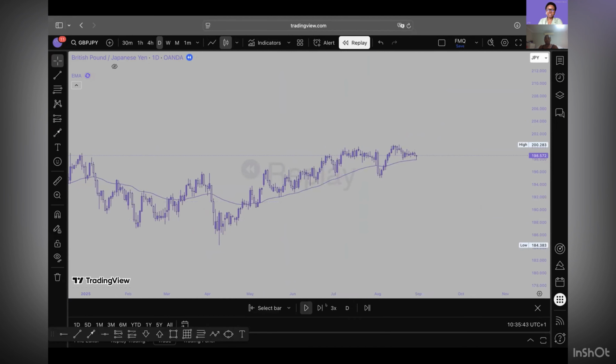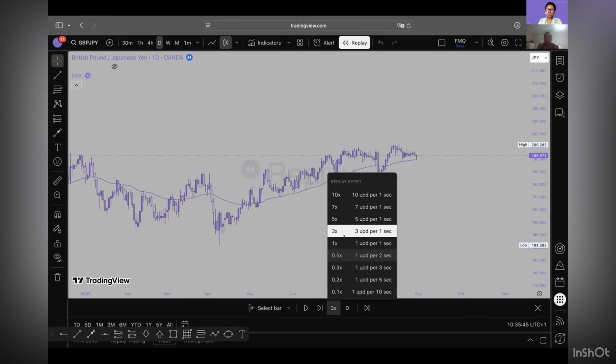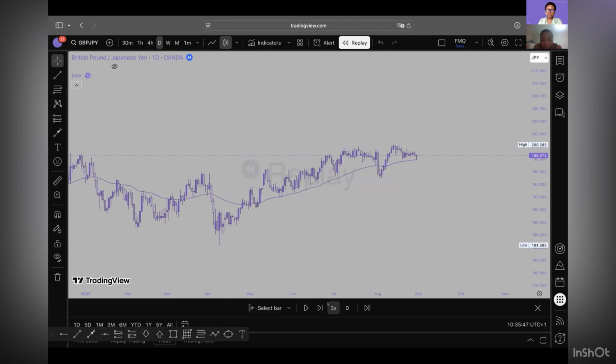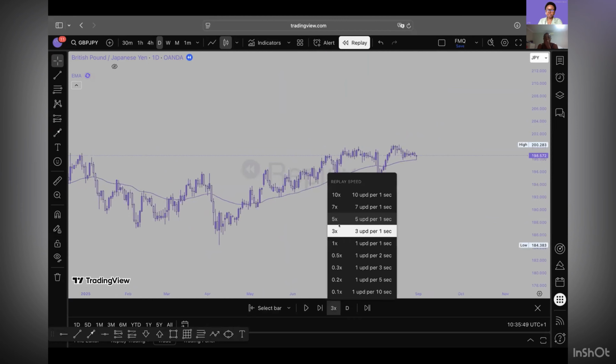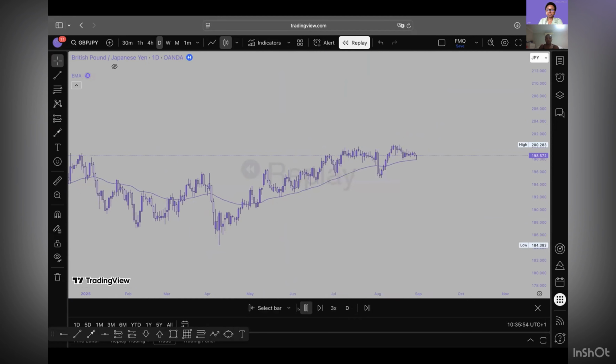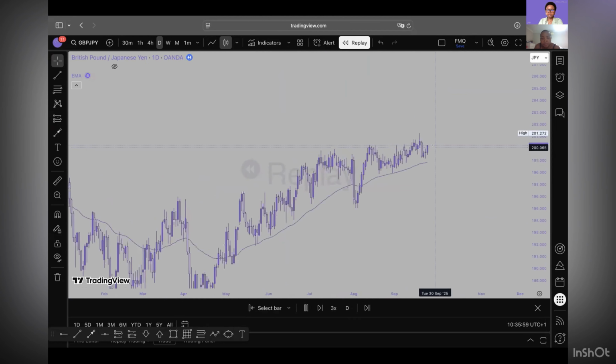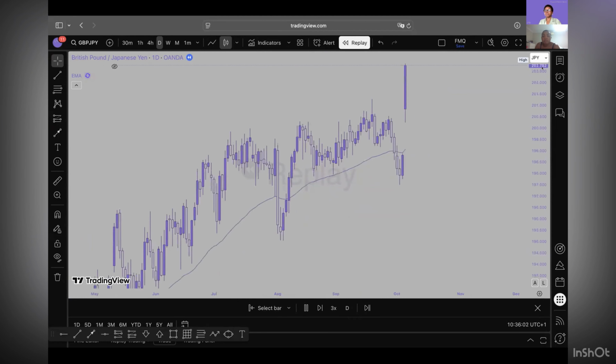Now you can play. You can decide to speed it up, or you can decide to make it slower, whichever option is ready for you. This is where you go to change the speed to faster or to slower. Then you play. Can you see? The market is moving now.